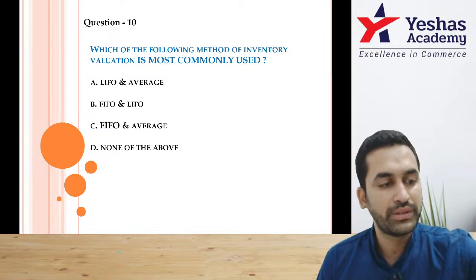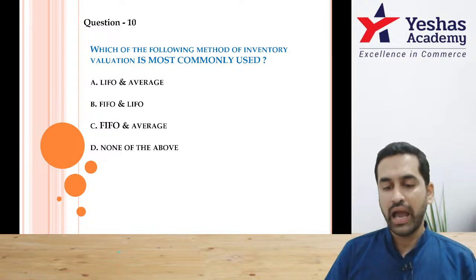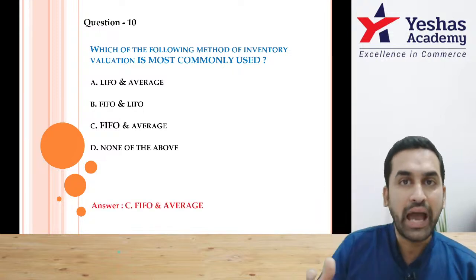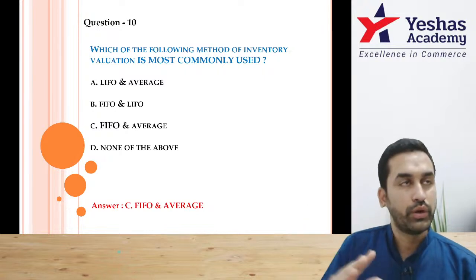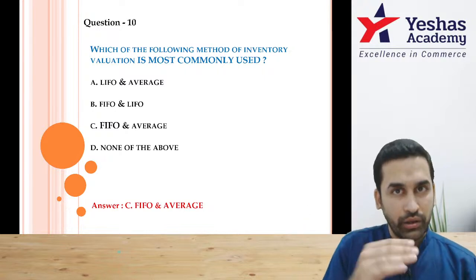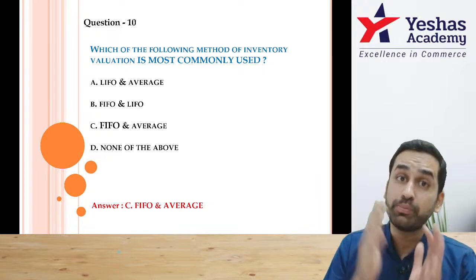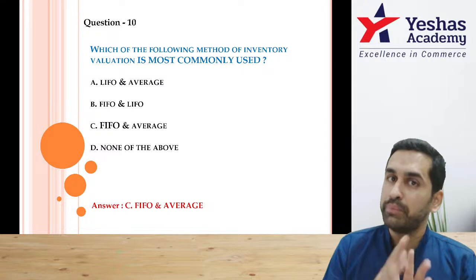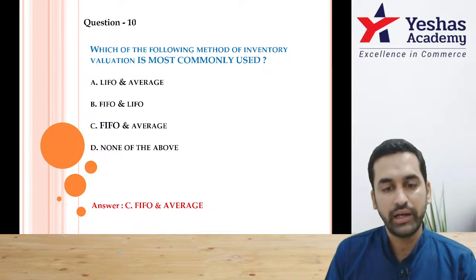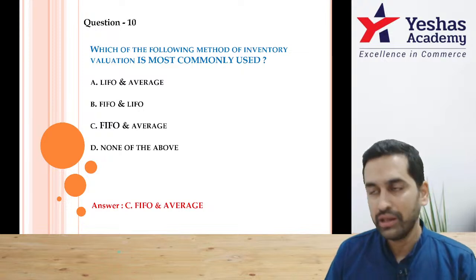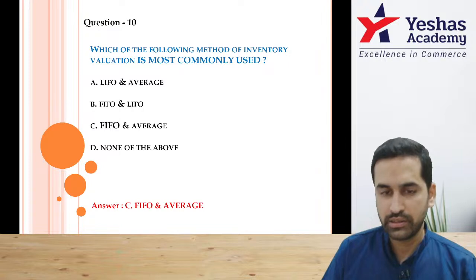Yes, guys, option C is the correct answer. It is FIFO and average cost. Remember, when I say average also, it's not simple average, it's the weighted average. If you remember, even in accounting standard, you talk about this FIFO average cost. If possible, you do specific cost, but practically specific cost is difficult, correct? Therefore, FIFO and average cost is preferred. LIFO, simple average, are the least preferred methods.